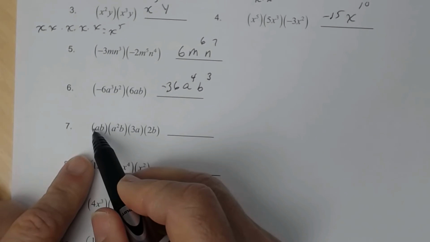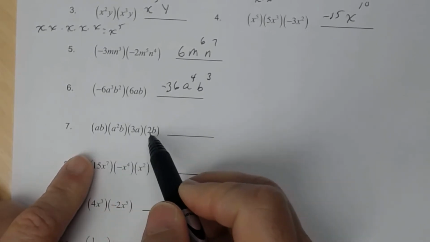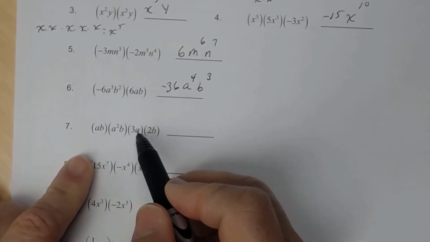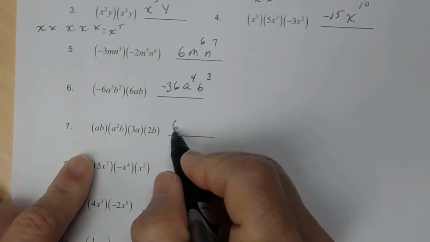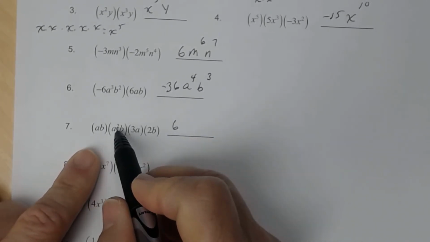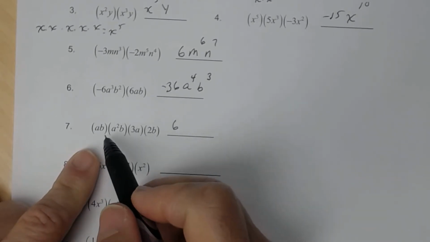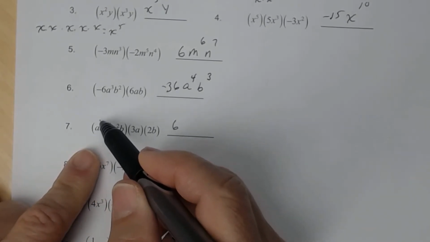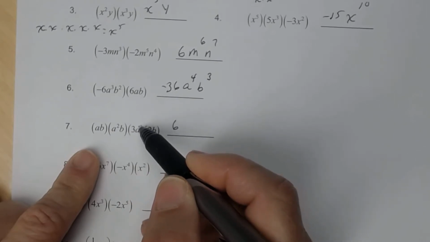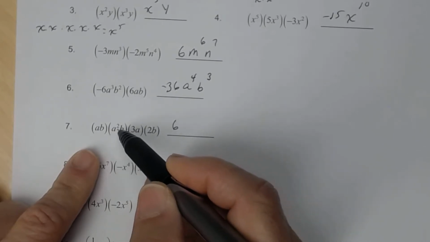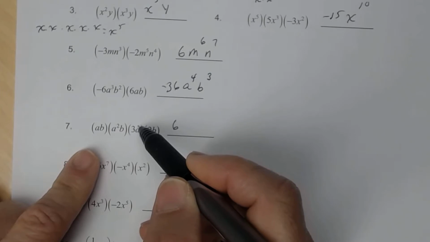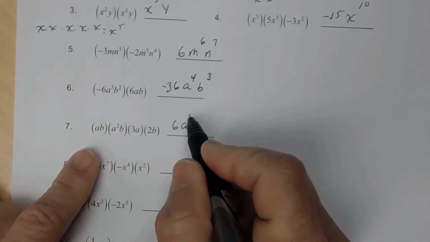Okay, number 7. This coefficient is 1. This coefficient is 1. This is a 3. This is a 2. So 1 times 3 times 2 is 6. All right, a to the 1st times a to the 2nd times a to the 1st. There's no other factors of a here. So you're just going to add your exponents. 1 plus 2 plus 1. So 1 plus 2 is 3. 3 plus this 1 is 4. So that's a to the 4th.